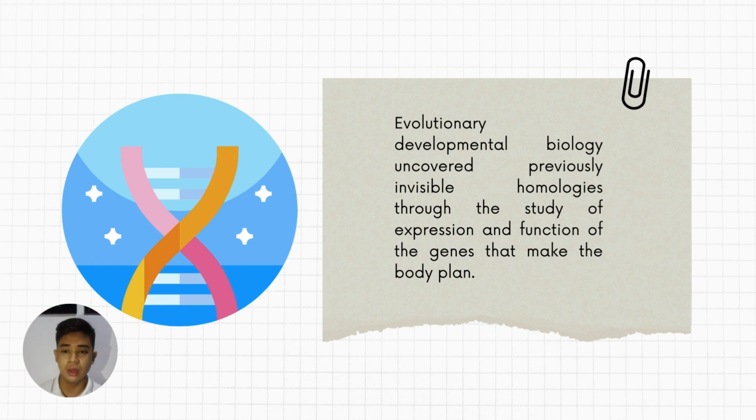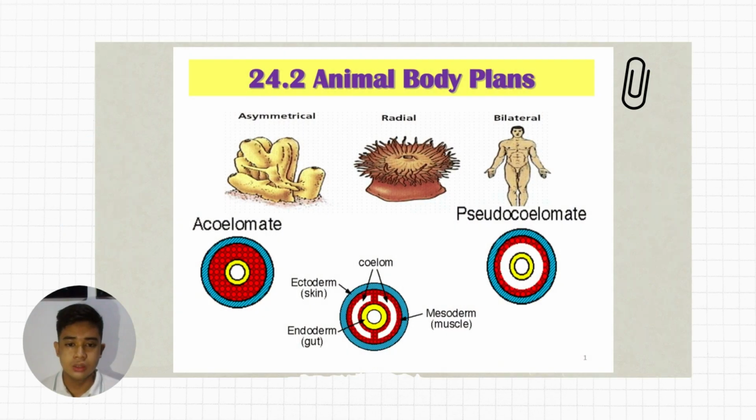So, first things first, the most important novel result of evolutionary developmental biology is the ability to uncover previously invisible homologies. These invisible homologies are actually the likeness in structure which are the result of a descent from a common ancestor. These have been discovered through the study of expression and function of the genes that make up a body plan. Here we can see pictures of different animal body plans, such as the acoelomate, which doesn't have a cavity, and the pseudocoelomate, which has a false cavity. You also have the asymmetrical, radial, and bilateral.